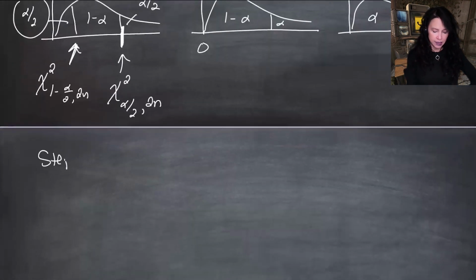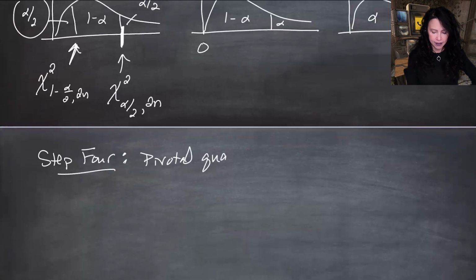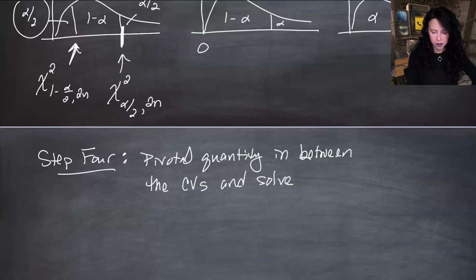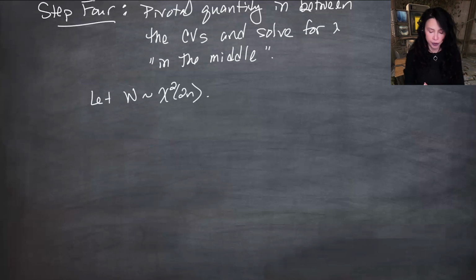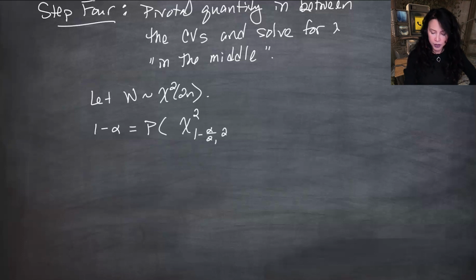Step 4. Step 4 is going to be to put the pivotal quantity, getting sloppier and sloppier, in between the critical values and solve for the unknown lambda in the middle. Like we want to capture it in this inequality between two values. Let's let W be a chi-squared 2n. I know I've already used this letter before, but it was always kind of in this intermediate step. So this is a new W. If I want to get area 1 minus alpha or probability 1 minus alpha, I could put W between the two critical values we just wrote down, chi-squared sub 1 minus alpha over 2, comma 2n, less than W, less than chi-squared sub alpha over 2, comma 2n.